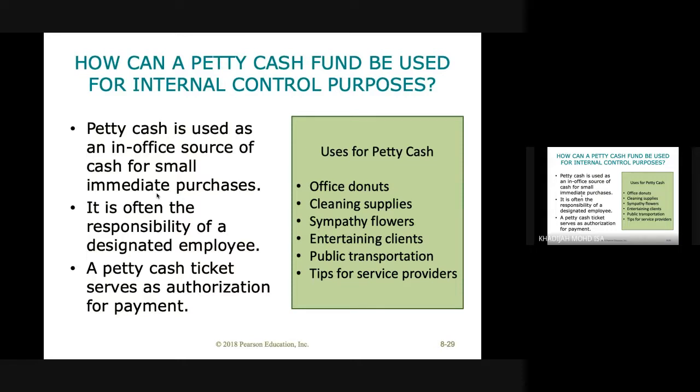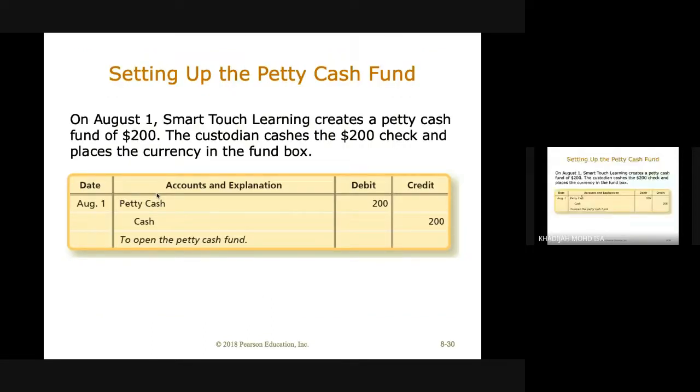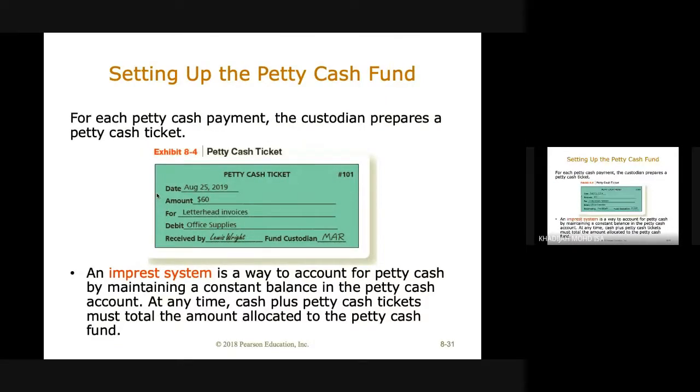Whenever the company makes use of petty cash, there must be a recording of the use of the petty cash. To create a petty cash fund, you debit petty cash and credit cash. For example, create a petty cash fund of 200. You get the 200 from your cash account and put it into petty cash. Whenever there's a payment, there is a petty cash ticket. That is just a memo. They have to write what it is for, who authorized the payment, and who received the money.